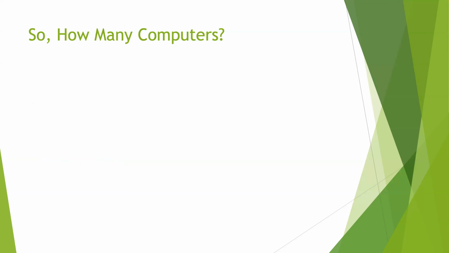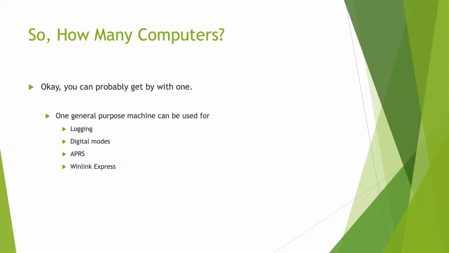All right, so how many computers do I need again? Well, you can probably get by with one, okay? Most people, what they want to do, you can probably get by with one, right? One general purpose machine, you can use it for logging, you can use it for digital modes, you can use it for APRS, you can use it for WinLink Express. That's probably what most people are going to be doing, right?